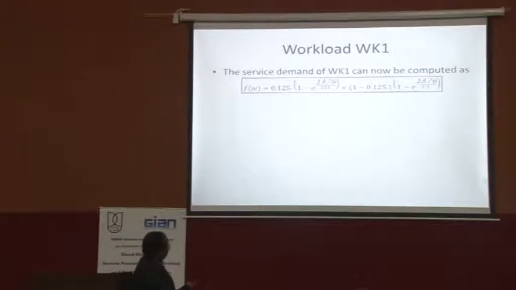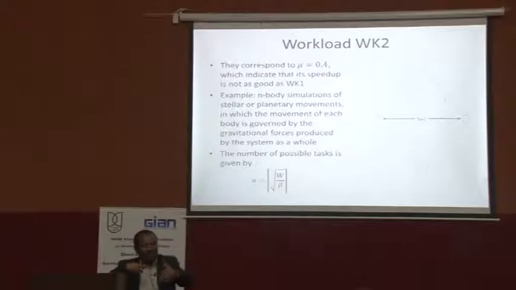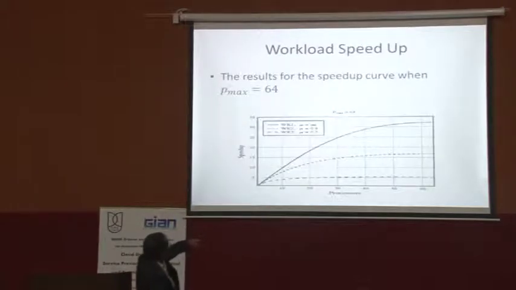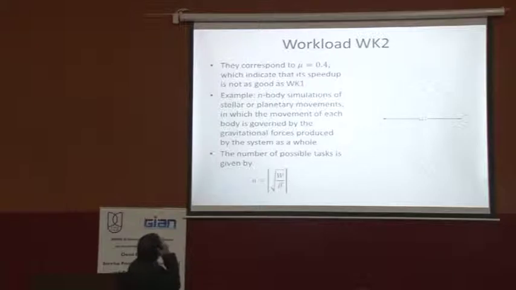Now, this is an example of workload 2, where you can see that the mu is 0.4. So this affects scalability, right? There is a lot of overhead. And that is why, for the job I'm talking about now, it's not a bag of tasks, but interdependencies are there. This kind of application is an example of n-body simulation or planetary movement applications in scientific computing.